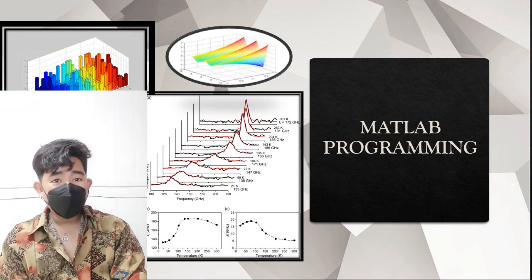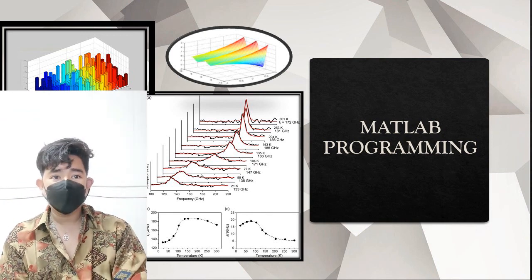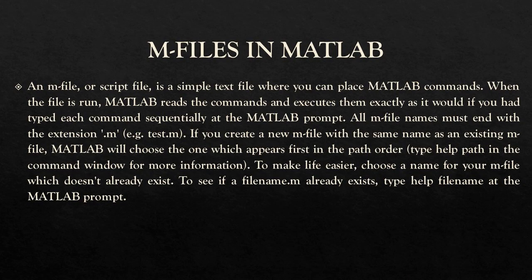An M-file or script file is a simple text file where you can place MATLAB commands. When the file is run, MATLAB reads the commands and executes them exactly as it would if you had typed each command sequentially at the MATLAB prompt. All M-file names must end with the extension .m. So please memorize that for every file coming from MATLAB, the extension of the file must be .m.